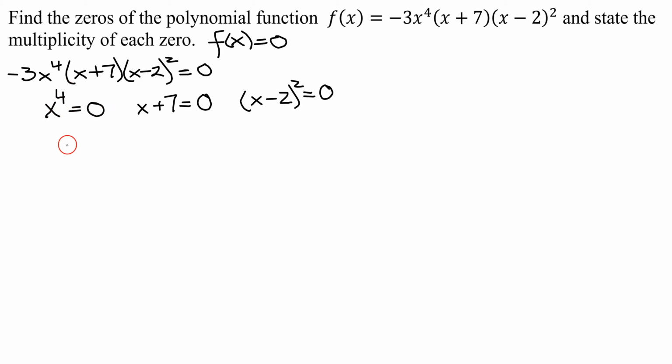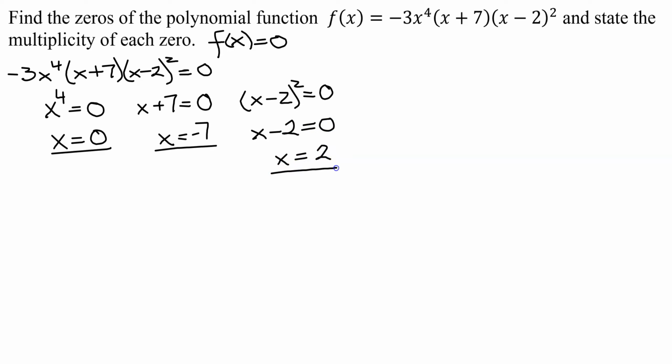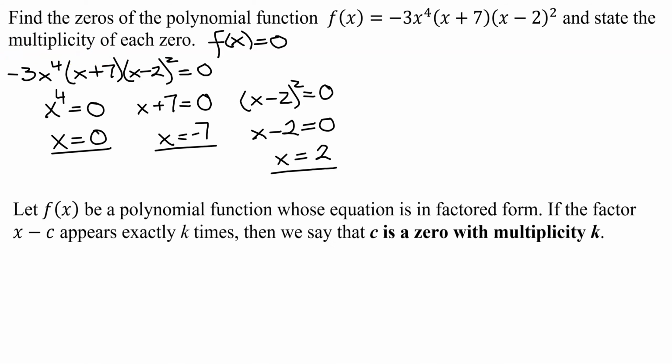X to the fourth equals 0 when x equals 0. X plus 7 equals 0 when x equals negative 7. All I did was subtract 7 from both sides. X minus 2 all squared equals 0 when x minus 2 equals 0. Adding 2 to both sides, I get x equals 2. Now we've found the zeros, all we have to do is find the multiplicity. So let's look at multiplicity.